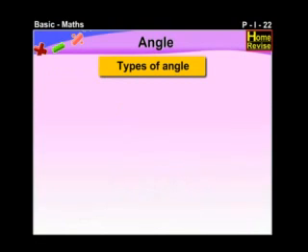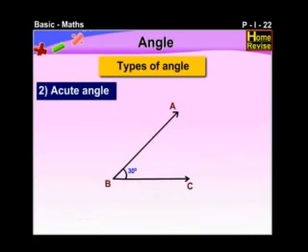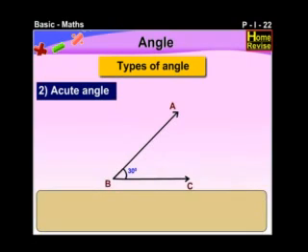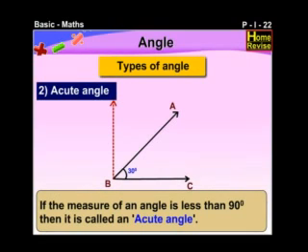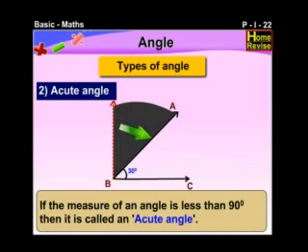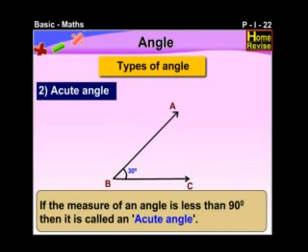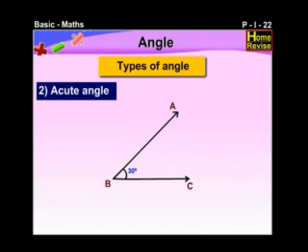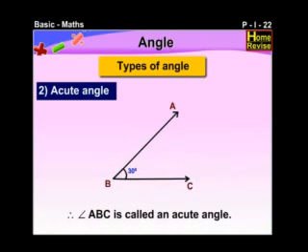Second type, acute angle. See the definition. If the measure of an angle is less than 90 degrees, then it is called an acute angle. In this figure, angle ABC is equal to 30 degrees, which is less than 90 degrees. Therefore, angle ABC is called an acute angle.